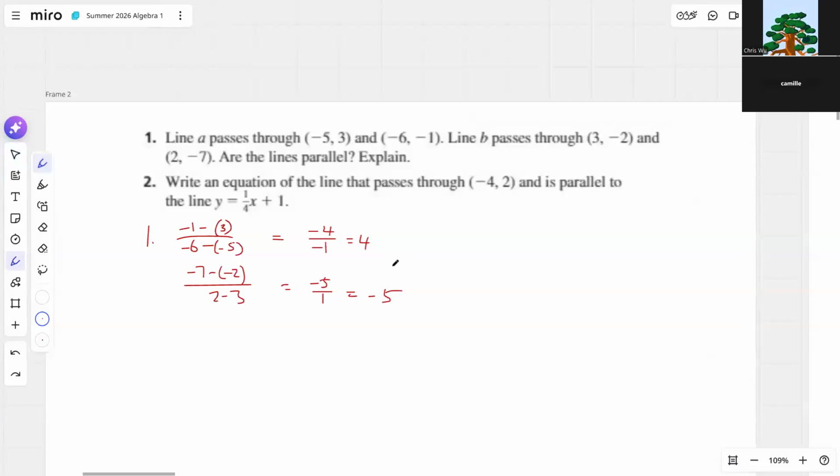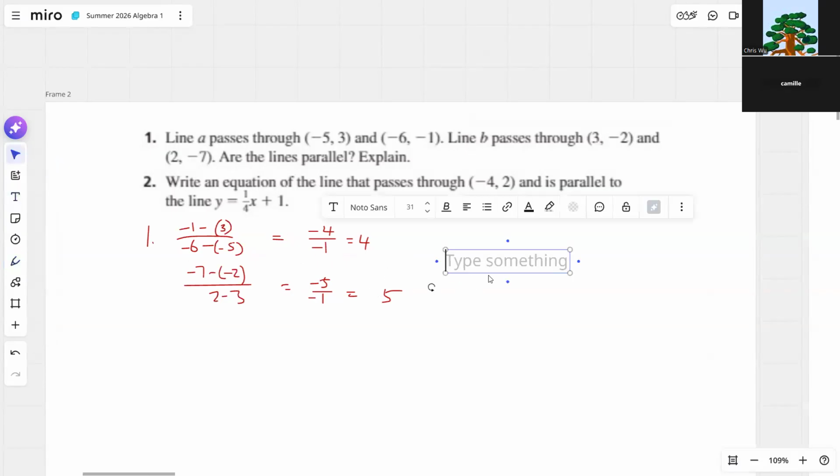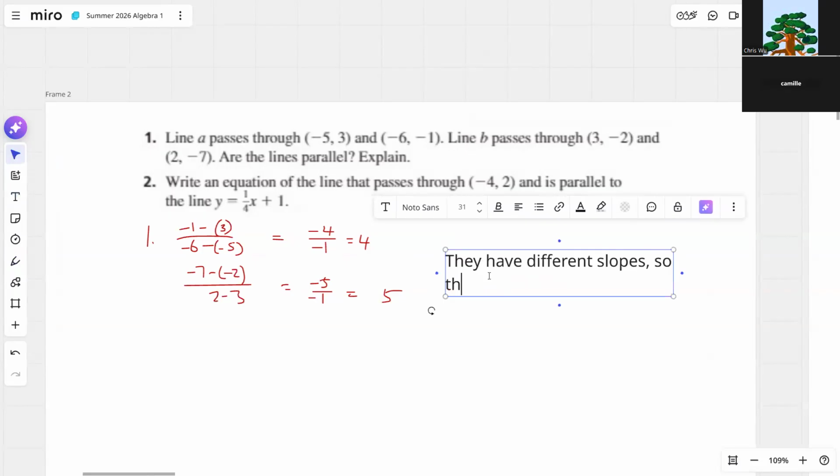So yeah, actually, hold on. Did I do this wrong? This is -5 and 2 minus 3. This is -1. This is +5. You're right. Sorry, I messed up. It should be +5. So yeah, indeed, the second slope is bigger and they're not the same. So they are not parallel lines. They have different slopes. So they are not parallel.